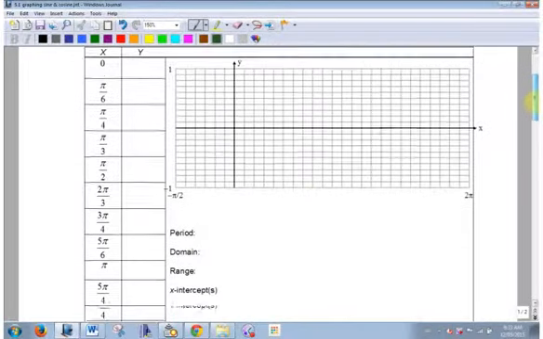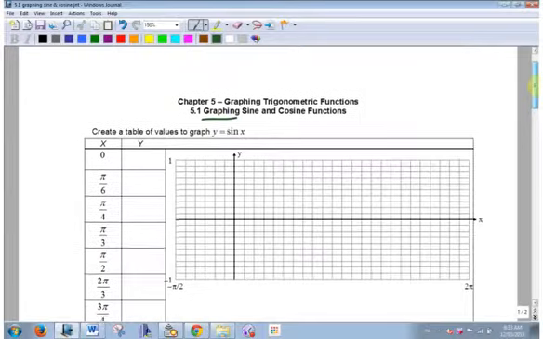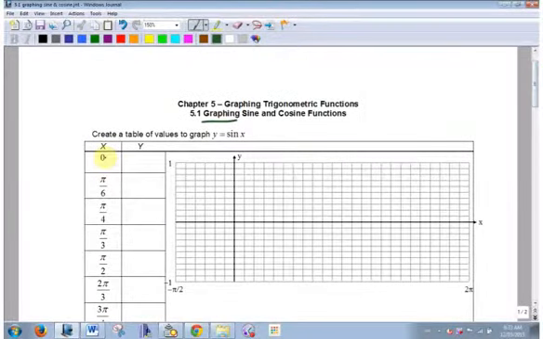So, got a big list, huge table here. Let's fill her in. If x is 0, and I'm graphing that, I put 0 where x is and find out what y is. We should know that. What is the sine of 0?